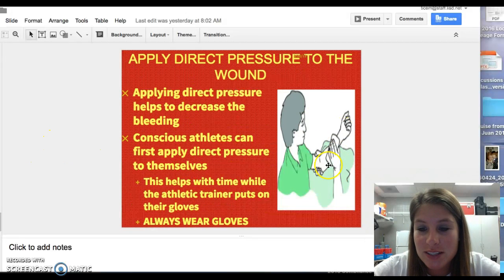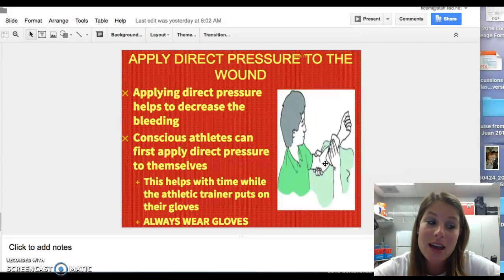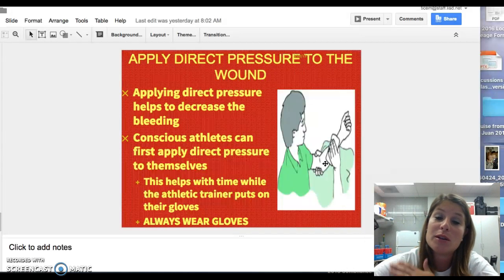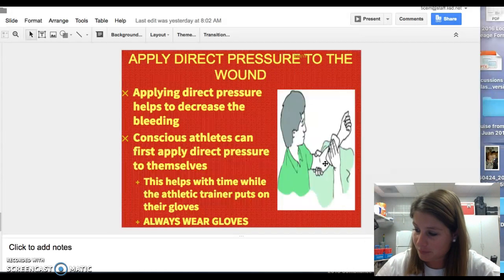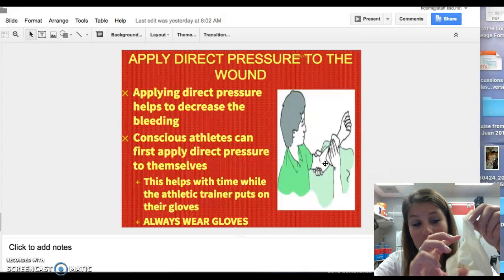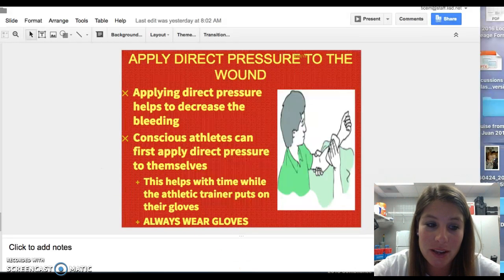Applying the direct pressure, you can see that they're holding gauze or a towel on them, okay? It's uncomfortable, but they need to apply direct pressure, okay? The victim can do it themselves, okay? Remember, we do worry about contamination. So if you don't have any type of first aid supplies, they can take their own hand and do it because they cannot contaminate themselves. But ideally, you're always going to wear a glove, okay? Knowing where your first aid supplies are located is going to be key here, okay?